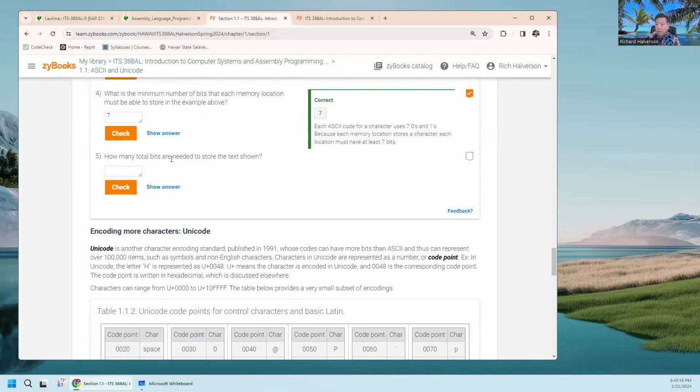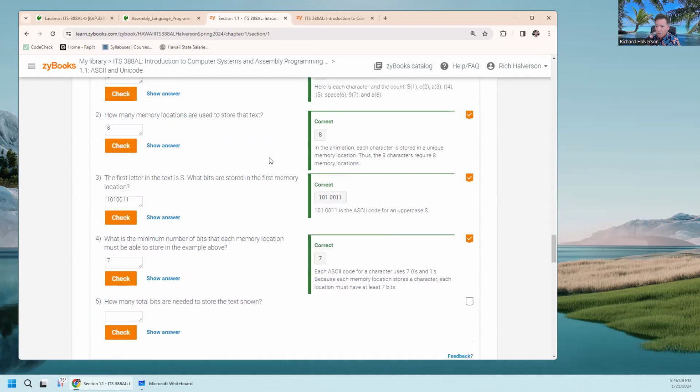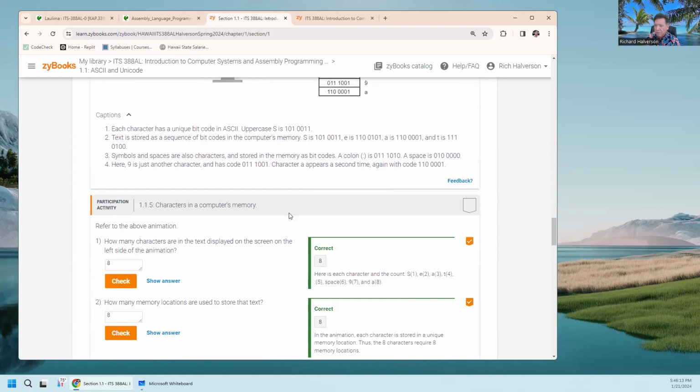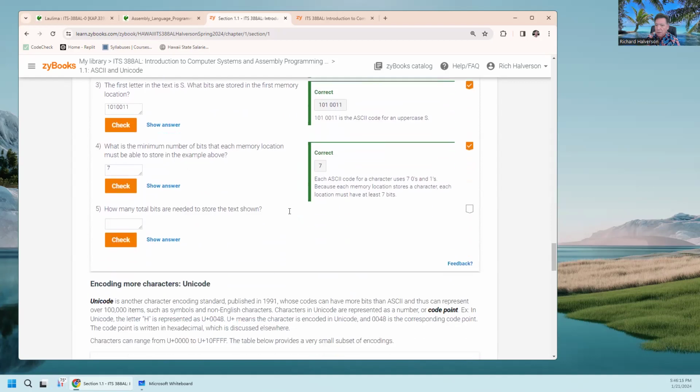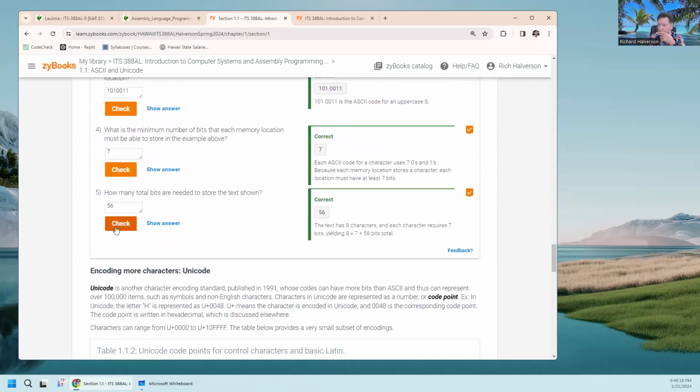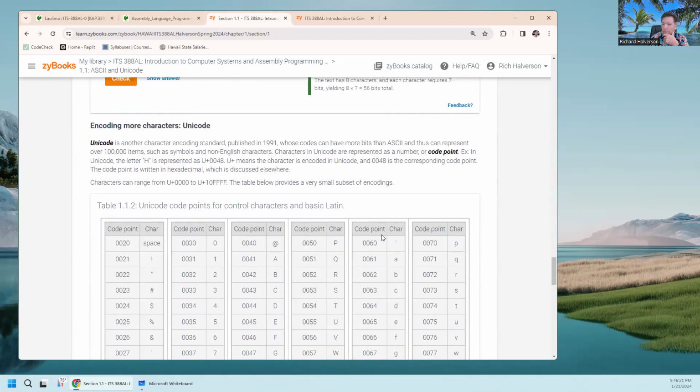All right, how many total bits are needed to store the text shown? You mean total bits here? 8 times 7 is 56. I guess that's what that means. Let's see. Yep, I guess so. All right.